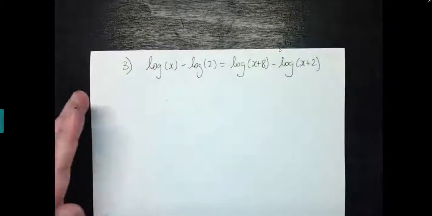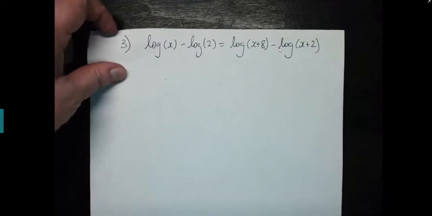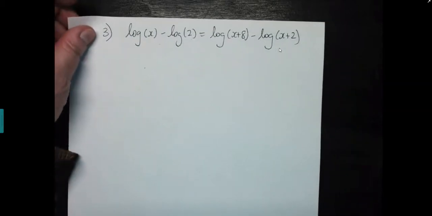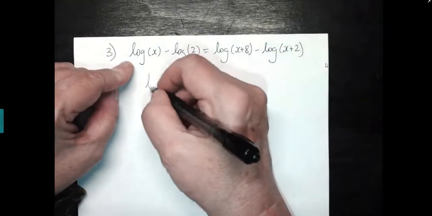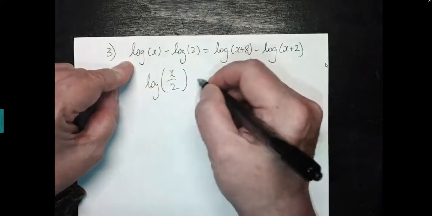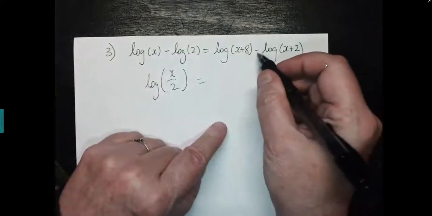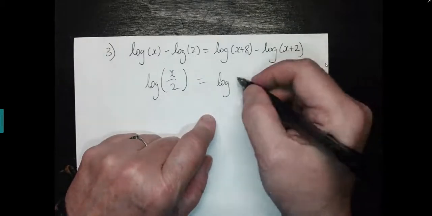And finally, what about this one? Okay, I'm going to do them in the right order. Okay. Well, I think I'm going to put these together on this side using the quotient rule. And also, since I have a subtraction sign there, I'll put these two together into one logarithm using the quotient rule.